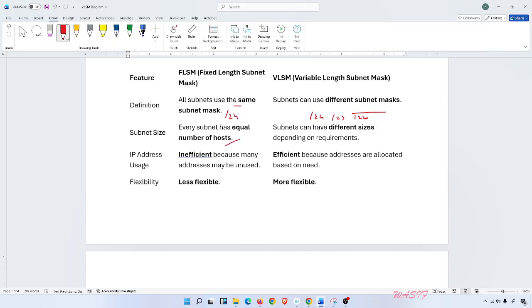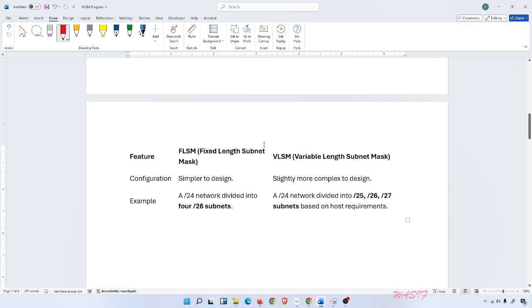In FLSM, each subnet has an equal number of hosts. When you have the same CIDR value, that means you have an equal number of hosts. And when you have different CIDR values, that means you will have different sizes and different numbers of hosts. FLSM is inefficient because many usable IP addresses may be unused. VLSM is efficient because addresses are allocated based on need. FLSM is less flexible because everything is fixed. VLSM is more flexible: you get a subnet, and you can again break it into smaller subnets. FLSM is simpler to design and easy to do, while VLSM is a little bit complex.